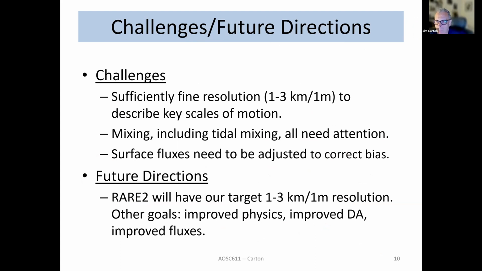Challenges. I'm convinced after producing RARE and previously producing SOTA that we really need higher resolution if we're going to do the Arctic problem correctly. And I'm convinced that the target resolution should really be something like between 1 and 3 kilometers horizontal and roughly 1 meter resolution vertical in order to be able to describe the key scales of motion. That includes the deformation radius, but it's not only the deformation radius, it's also, for example, these very intense boundary currents. Mixing is an issue which we have not addressed at all.